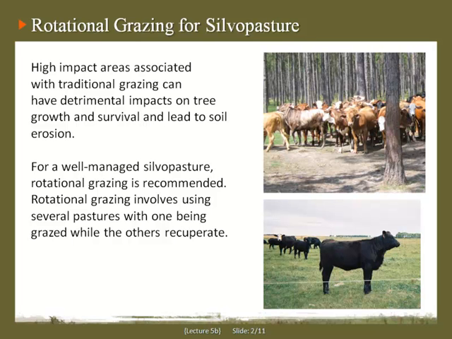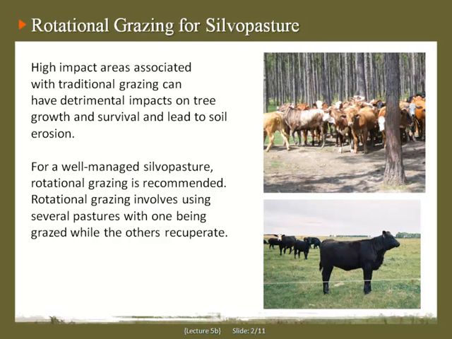High impact areas associated with traditional grazing can have detrimental impacts on tree growth and survival in a silvopasture system and lead to soil erosion. For a well-managed silvopasture, rotational grazing is recommended. Rotational grazing involves using several pastures or paddocks, with one being grazed while the others recuperate.